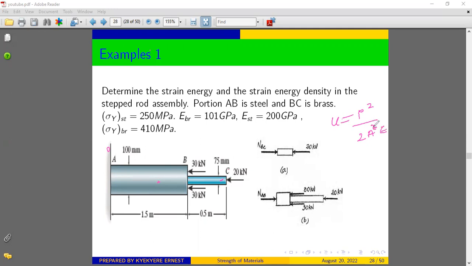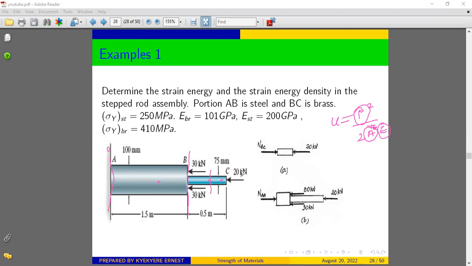So it means that anywhere we see a new force, we need to divide into section. Anytime we encounter a new diameter, we need to divide into section. And anywhere we see a new material, we need to divide into section. Therefore, to solve this, first of all, we divide into section. So up to this point is going to be one section, and the whole of this is going to be another section.